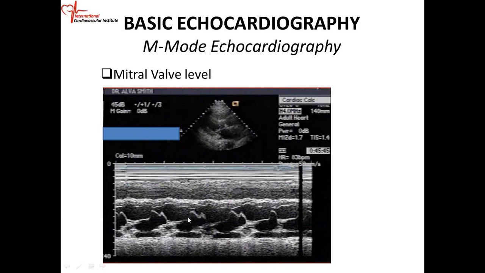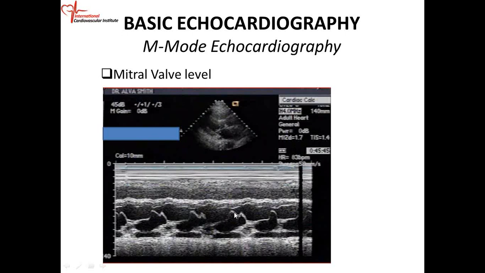The ECG is either on top or below. The mitral valve opens in diastole. That's at the end of the T wave to the QRS. Mitral valve opens in diastole, and when the mitral valve opens, it looks like this. The mitral valve closes in systole.